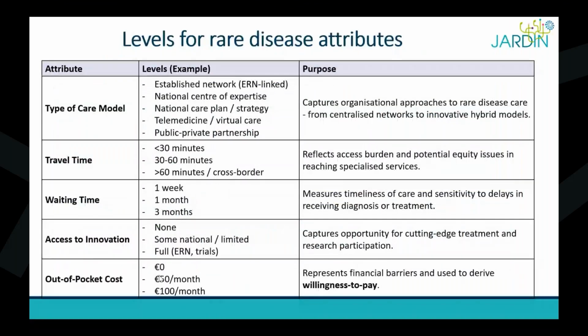Then suppose based on this type of exercise, we come up with this type of labels. For instance, for the type of care model, we have 5 levels. For the travel time, 3 levels, waiting time, 3 levels, access to innovation, 3 levels, and out-of-pocket cost, 3 levels. So this is something that we need before doing the experimental design. Next slide, please.